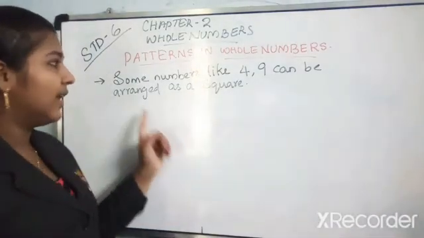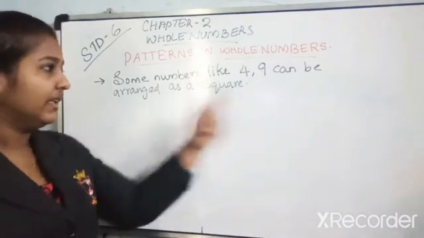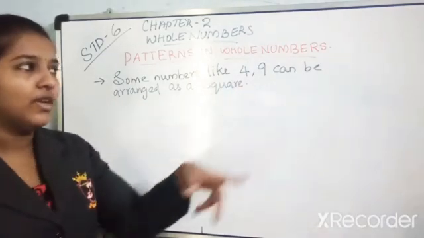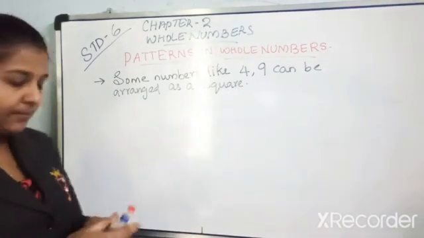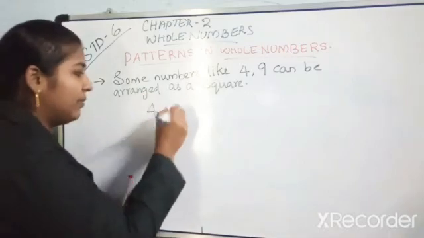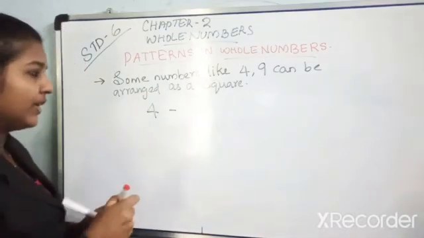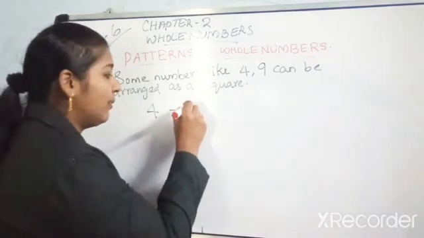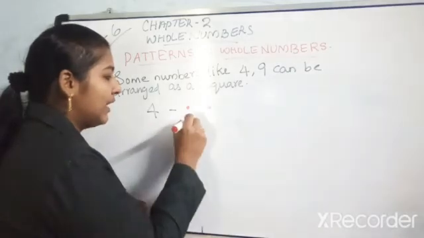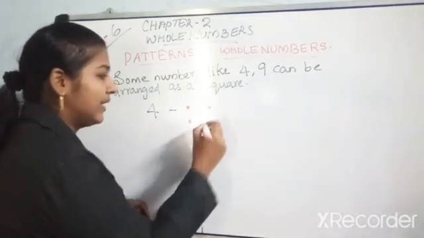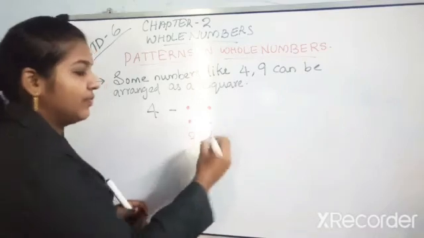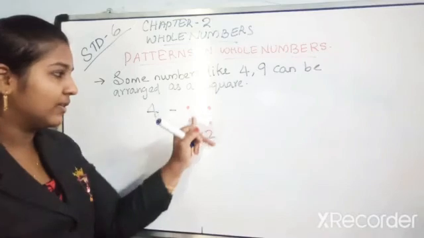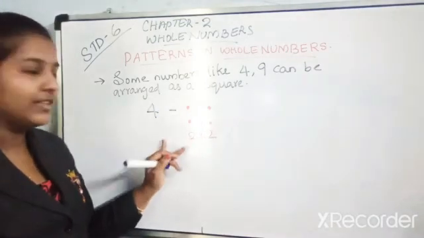Now next, some numbers like 4, 9 can be arranged as a square. Let's check how. Number 4 we can arrange as 2 into 2, isn't it? That is 2 rows and 2 columns like this. 2 into 2 is the way to arrange the number 4. So it looks like a square and it's a square number.